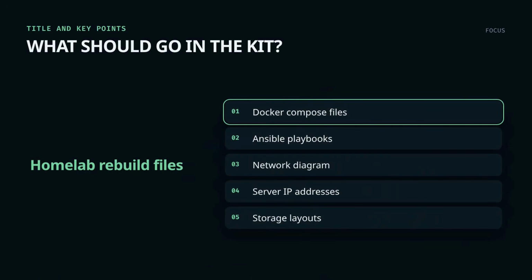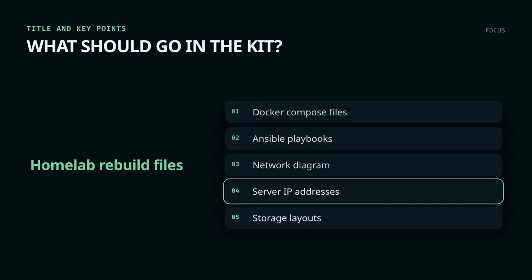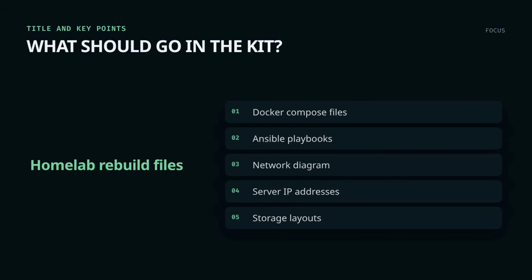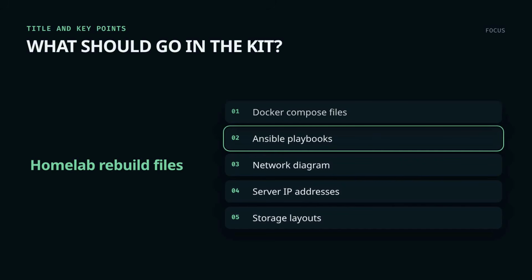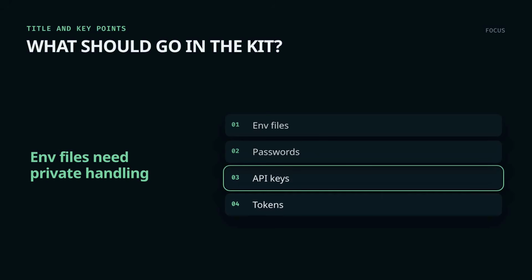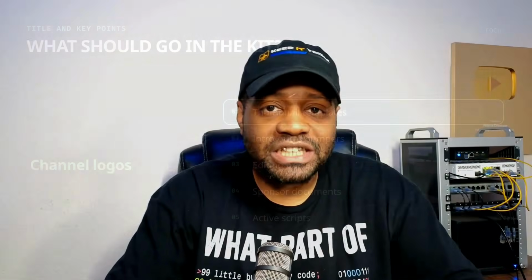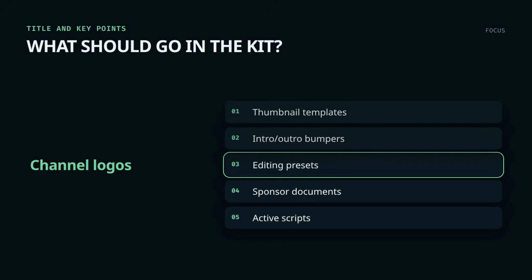For Homelab users, save the files needed to rebuild your environment. That could include Docker Compose files, Ansible playbooks, a network diagram, server IP addresses, storage layouts, and simple restore instructions. Also, be careful with your .env files, those environment files, because they may contain passwords, API keys, and tokens. And if you decide to back those up, they should stay inside encrypted storage.